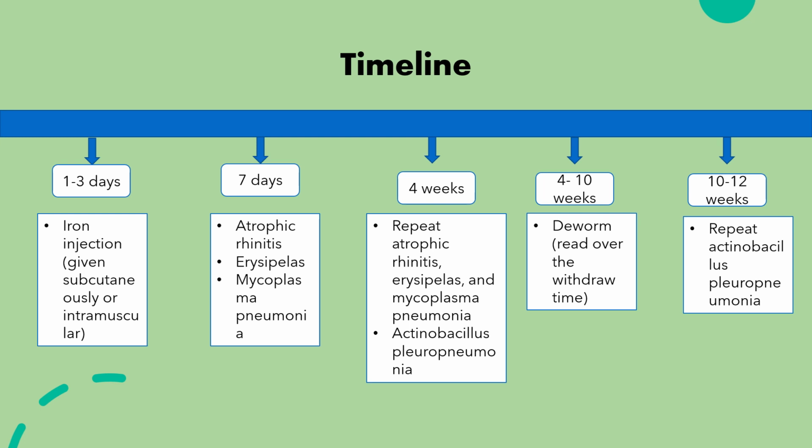And then mycoplasma pneumonia is an infection that actually affects the first 3 weeks of a piglet's life. And then within 4 weeks of a piglet's life, we'll actually repeat those vaccines, and we will vaccinate for Actinobacillus pneumoniae, which is a respiratory disease known to cause severe economic loss in the swine industry. And we'll repeat this vaccine later on, at 10 to 12 weeks.